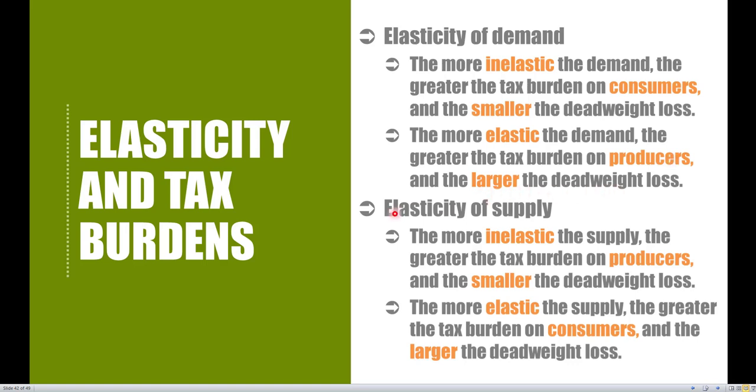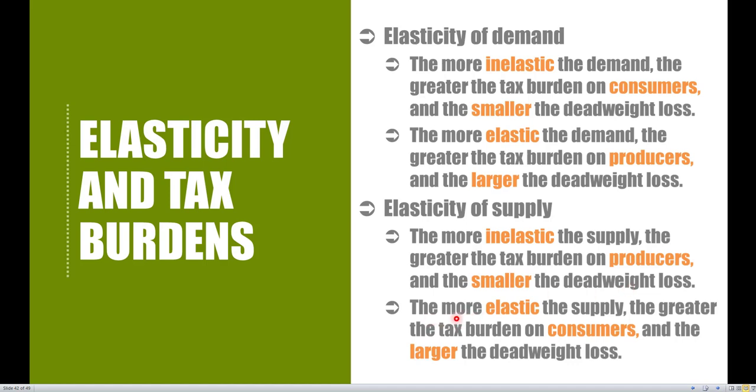And then finally, on the elasticity of supply, we use the same setup. The more inelastic the supply, the greater the tax burden on producers. Remember, if we are inelastic, we are very price insensitive, and whenever price changes by a lot, we're not going to be changing the quantity supplied all too much. So here the producers are going to bear the vast majority of the burden when supply is inelastic. The consumers get a break, and the deadweight loss is going to be smaller.